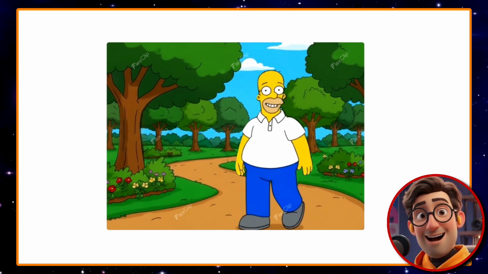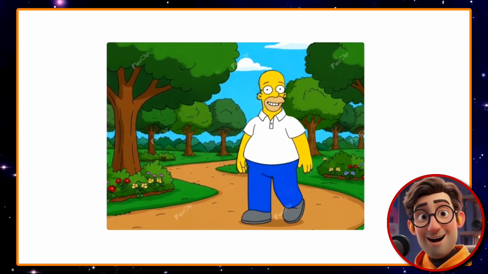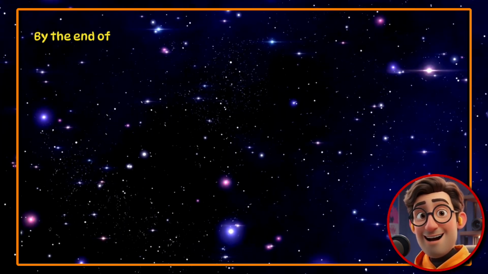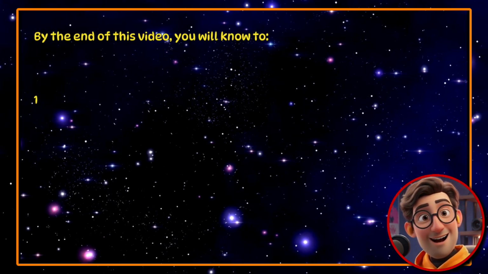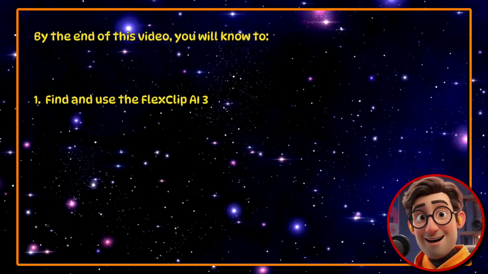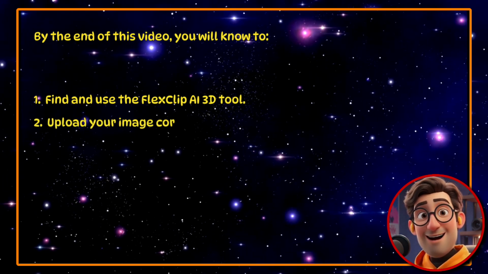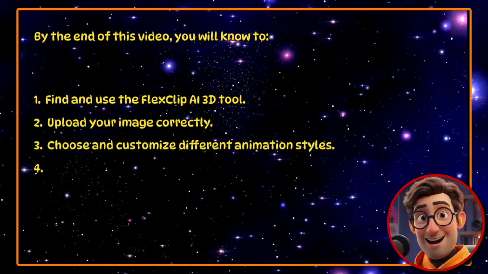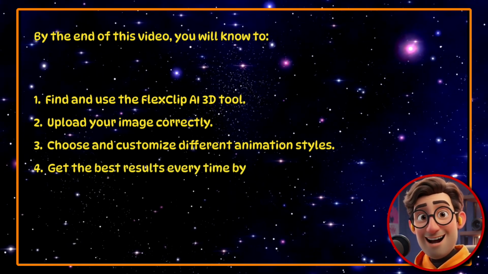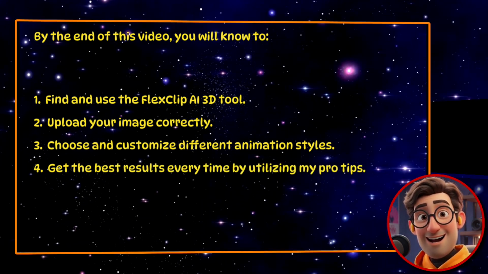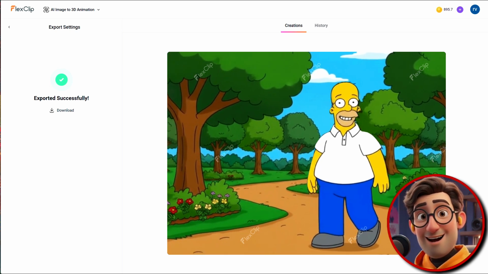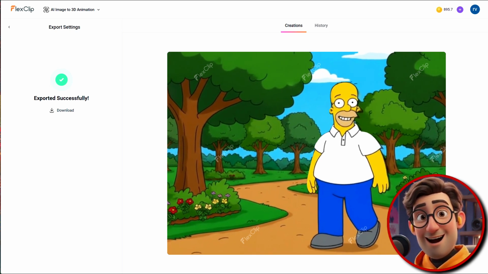Stick around because in this video, I'm going to walk you through the entire process step by step. By the end, you'll know how to find and use the FlexClip AI 3D tool. Upload your image correctly. Choose and customize different animation styles. Get the best results every time by utilizing my pro tips. This is perfect for creating eye-catching content for social media, or just to impress your friends and family.